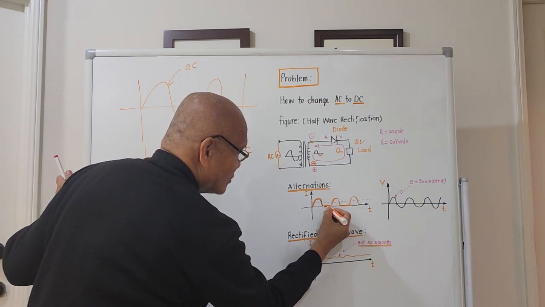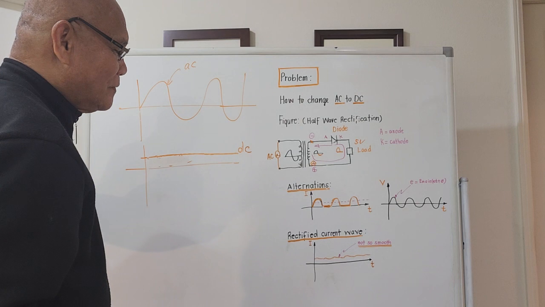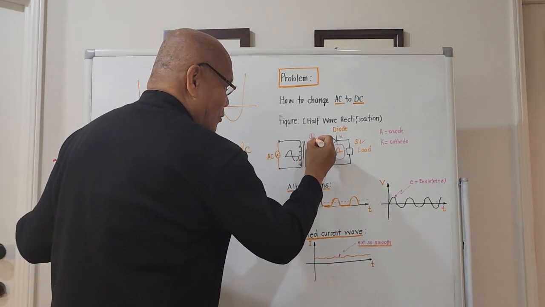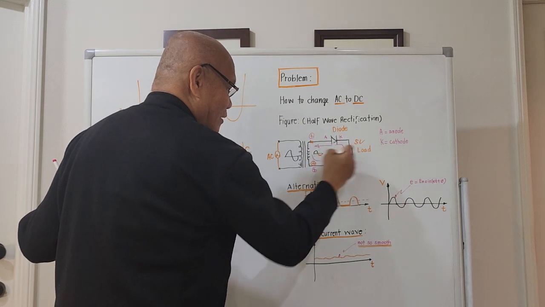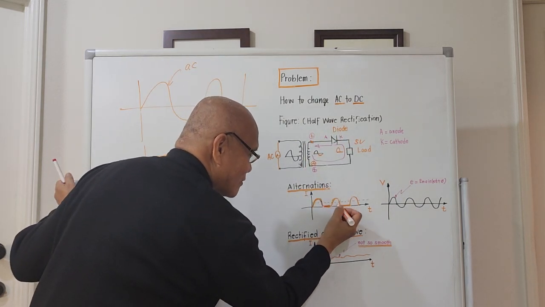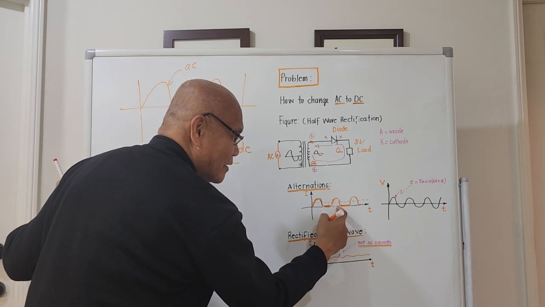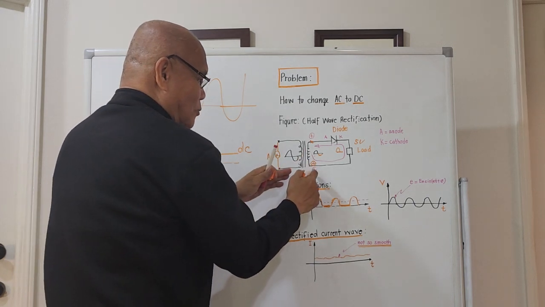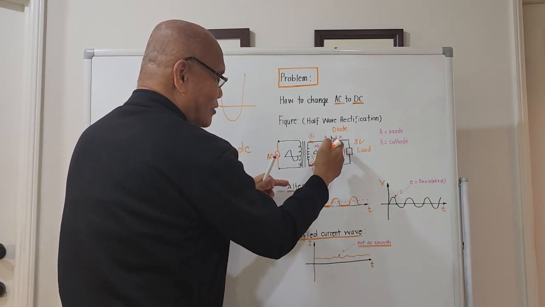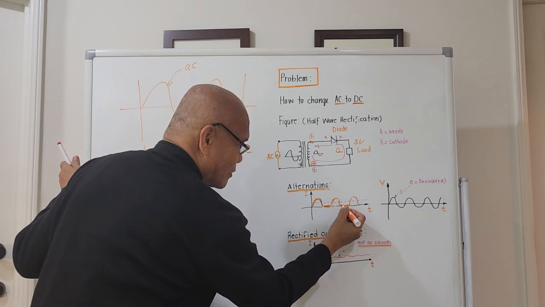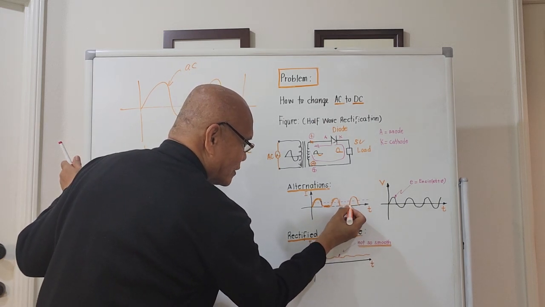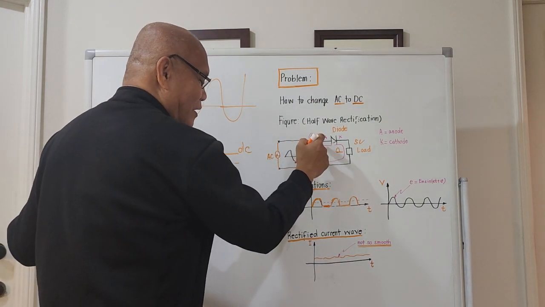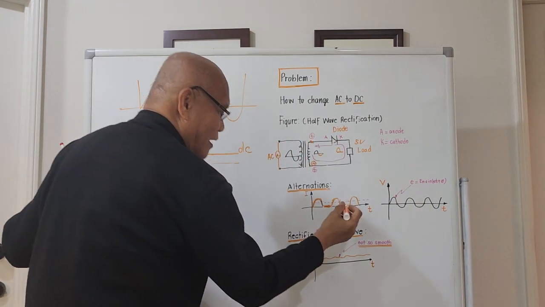It is zero. Again, when this is plus again, current could pass through the diode. And the current is this one. Again, when the alternation changes, current could not pass through the diode. And again, the current will be zero. Zero. And again, when this is plus, the current could pass through the diode and the current will be this one.